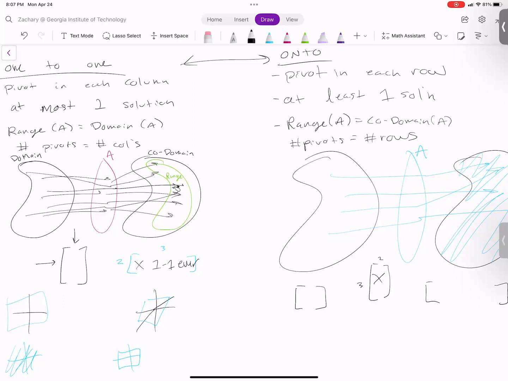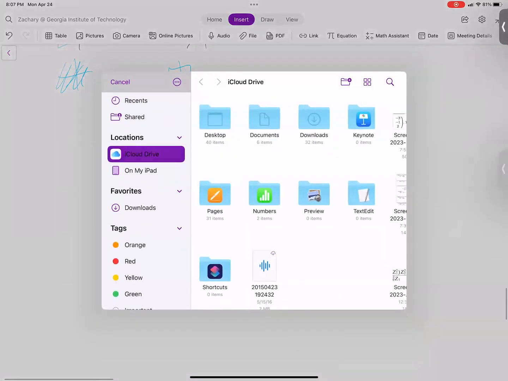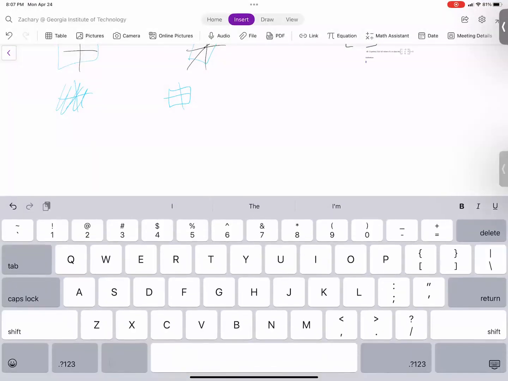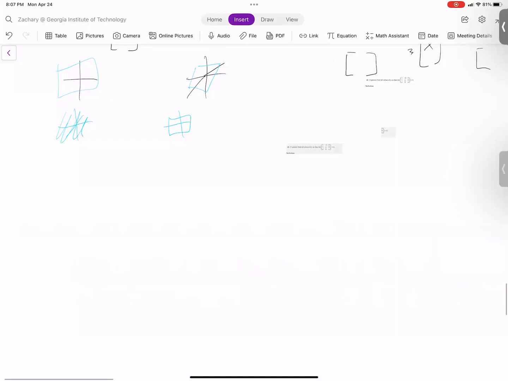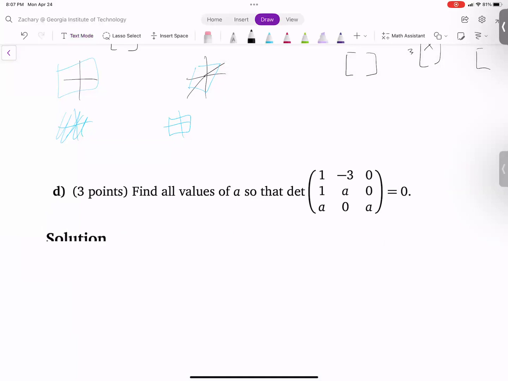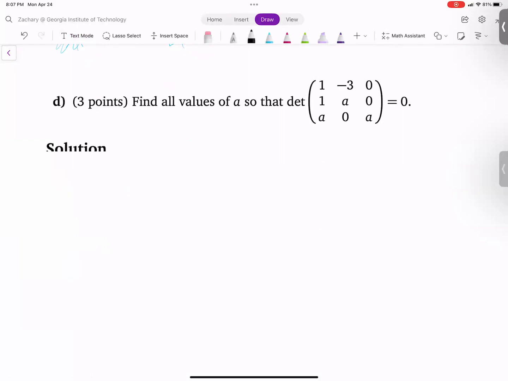Part D, find values of A such that the determinant is 0. That's the one. If we want the determinant to be 0, how do we solve the determinant? Well, we take a determinant. We do cofactor expansion. So somebody pick a row or column that seems easy to work down. Third column sounds just perfect to me.